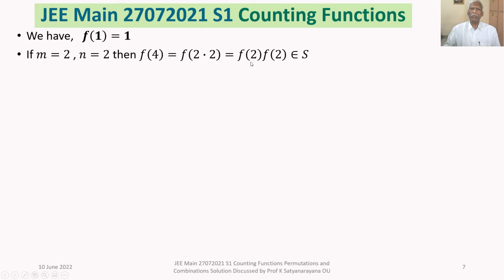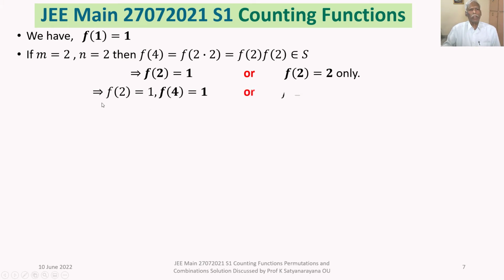f of 2 equal to 2, if I take it, 2 into 2 is 4, and 4 belongs to S. Correct. So, f of 2 equal to 3, if I take it, 3 into 3 is 9, which does not belong to S. So from there onwards, f of 2 is not 3, not 4, not 5, not 6, not 7. So the only possibility is f of 2 equal to 1 or f of 2 equal to 2. Thus the possible choices are branched out at this level.